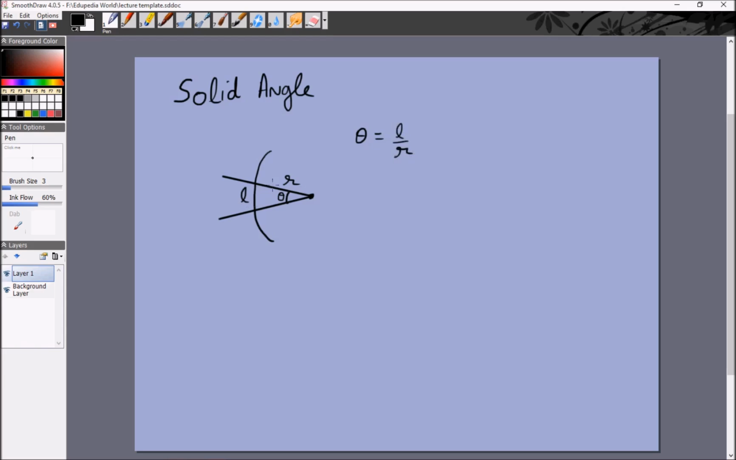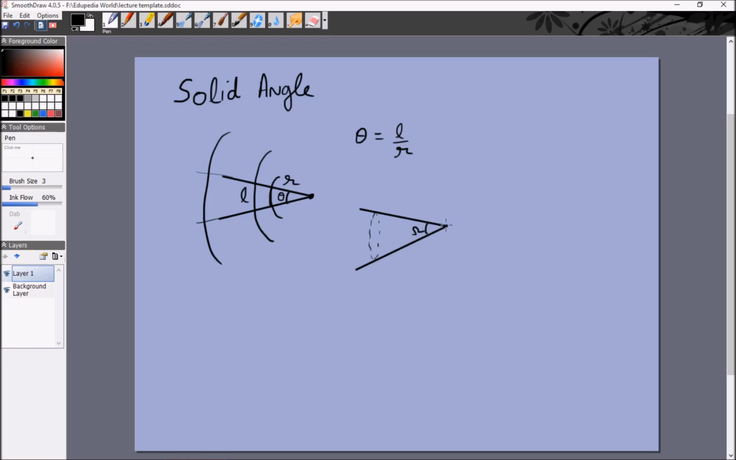Now the radius doesn't matter, because if you took half the radius, this length would be half as well. If you took 3 times the radius, then the length of this curve would be 3 times as well. So theta would still be the same. This is the definition of a plane angle. Similarly, the analogous view of two lines intersecting would be a three-dimensional cone intersecting. And for that, instead of plane angle, we have something called a solid angle. And it is defined in a similar way.